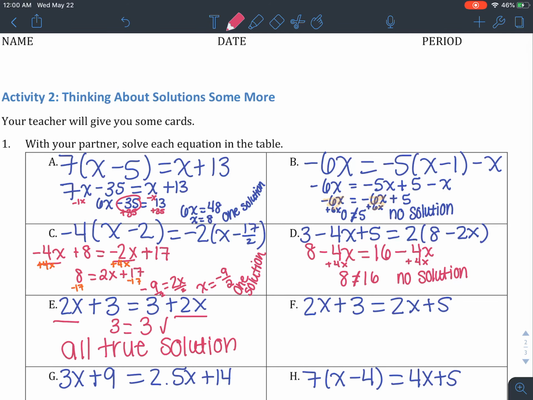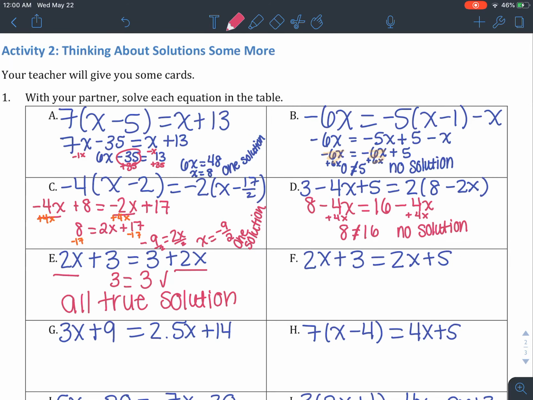All right, now let's look at F. 2x plus 3 equals 2x plus 5. Okay, we have a little bit of similarity, but we have some differences here. So we've got the same 2x here and 2x here. But does 3 equal 5? I don't think so. That is not true at all. So this means no solution.